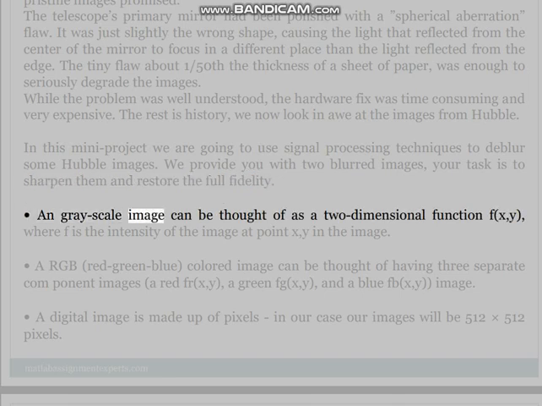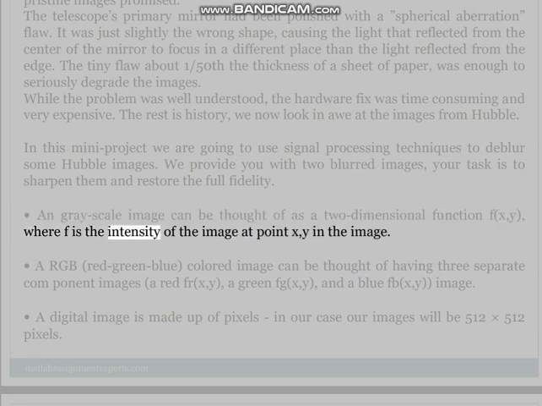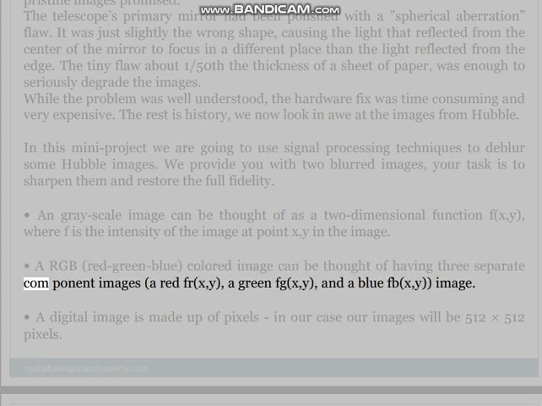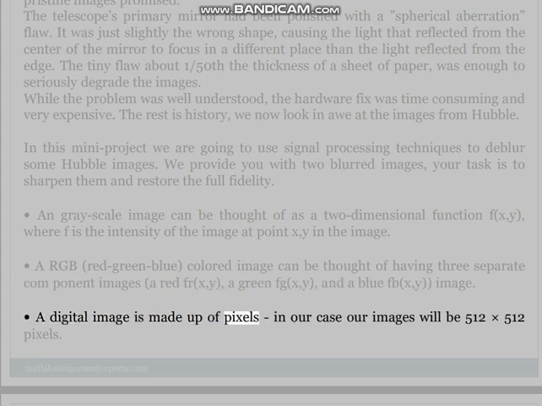A grayscale image can be thought of as a two-dimensional function f(x,y), where f is the intensity of the image at point (x,y) in the image. An RGB (red, green, blue) colored image can be thought of as having 3 separate component images: a red f_R(x,y), a green f_G(x,y), and a blue f_B(x,y) image. A digital image is made up of pixels. In our case, our images will be 512 by 512 pixels.